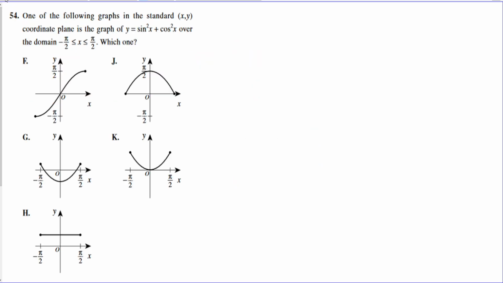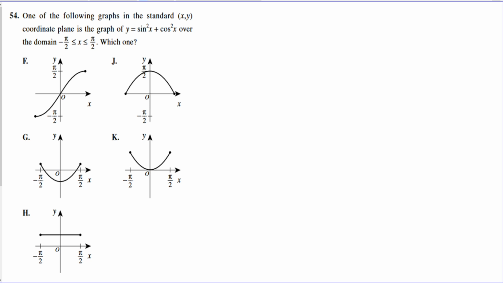All right, problem 54. One of the following graphs in the standard xy coordinate plane is the graph of y equals sine squared plus cosine squared over some domain, okay? So a couple of strategies here for this one. This is starting to get into pre-calc stuff, trigonometry.